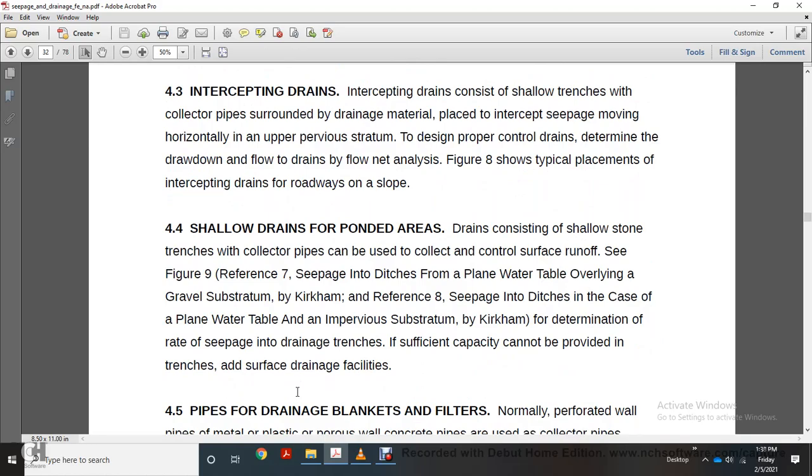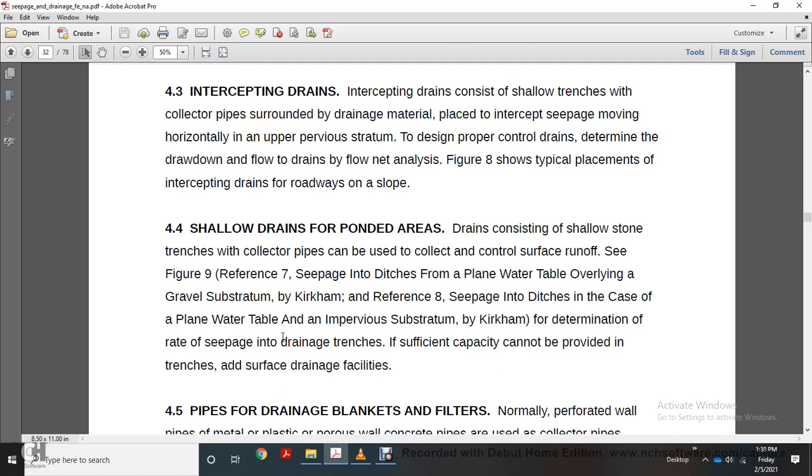Shallow drains for ponded areas consist of a shallow stone trench with collector pipes. These should collect and control the surface runoff. See figure 9. Reference 7, see Case 2, with the ditches with runoff, plain water table overlying a gravel substratum by Kirkham, and reference 8, with the seepage of the ditches in the case with plain water table, impervious stratum substratum, of Kirkham.